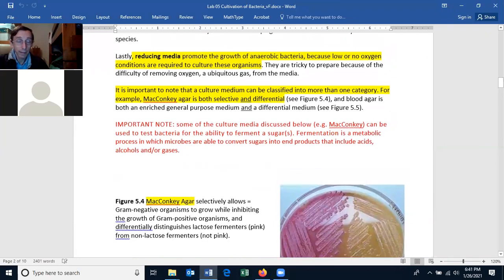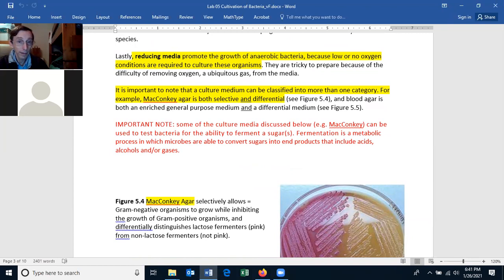Lastly, the last media you need to know about is reducing media. This media promotes the growth of anaerobic bacteria because low or no oxygen conditions are required to grow these organisms. So we use reducing media to grow anaerobes because they can't grow in oxygen.